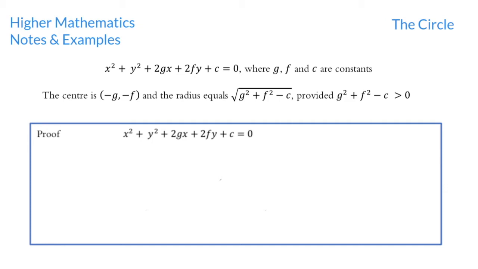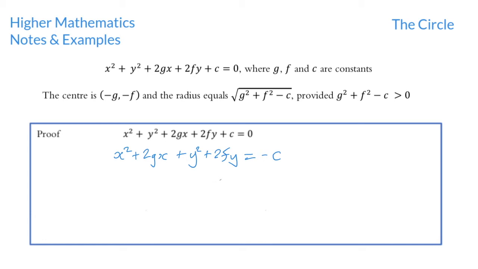Let's look at a quick proof as to why this is actually the equation of a circle. So you can see here we've got the equation, the general equation that we're going to work with. This is the one that you'd be given in a formula sheet. And I'm just going to group the x terms together and group the y terms together. So really we're going to complete the square and reverse the process here. We'll move the c to the right-hand side, so it'll become negative c.